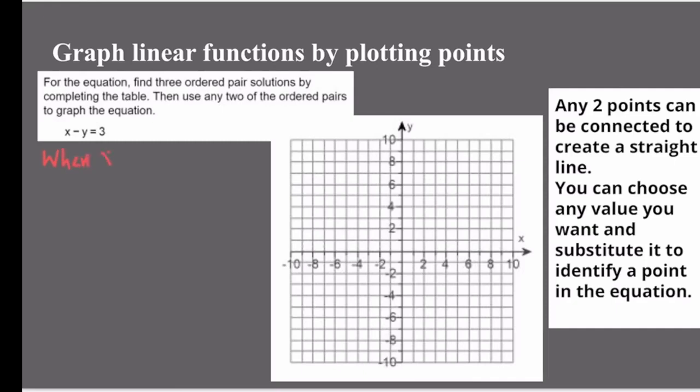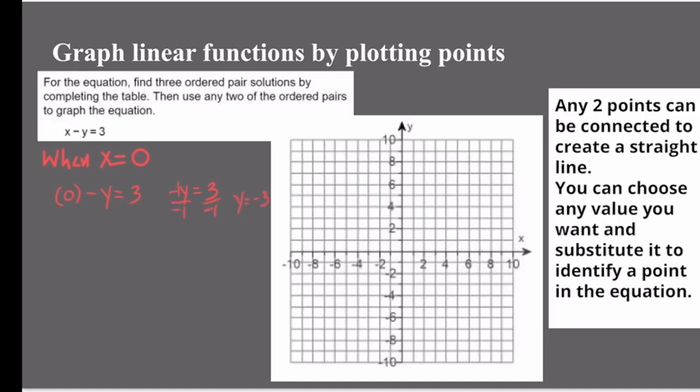First thing we're going to choose is when x is 0. So if x is 0, let's figure out what happens. We plug 0 in for our x value, so we have 0 minus y equals 3. 0 minus y is negative y. So negative y equals 3, which is really just negative 1y. I would divide by negative 1, and my y value is negative 3.